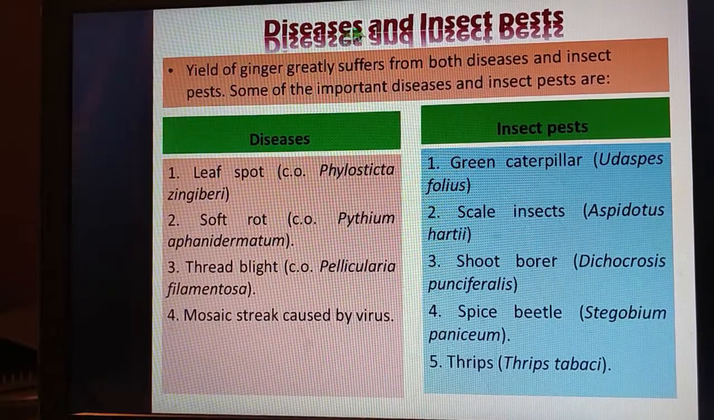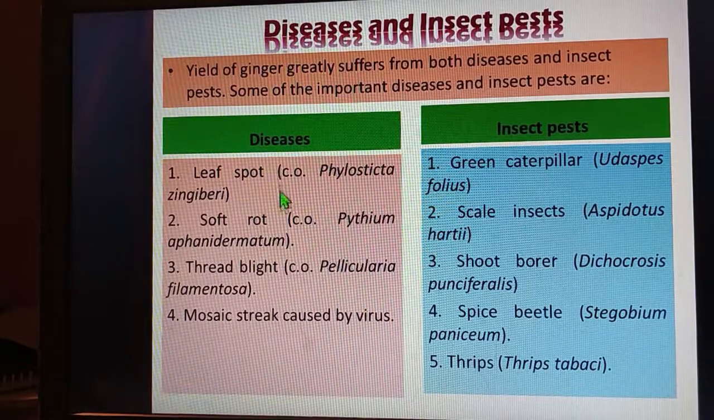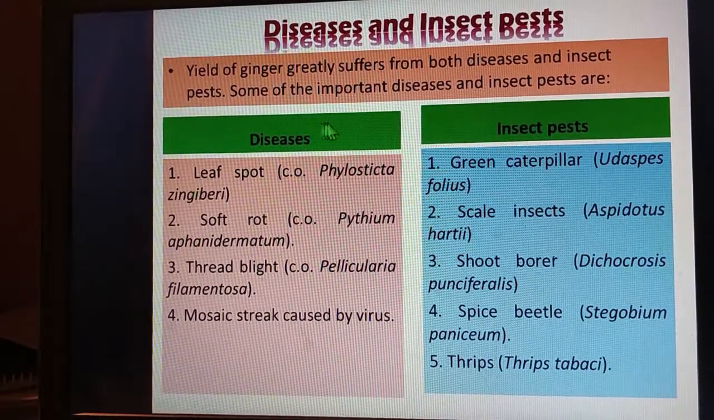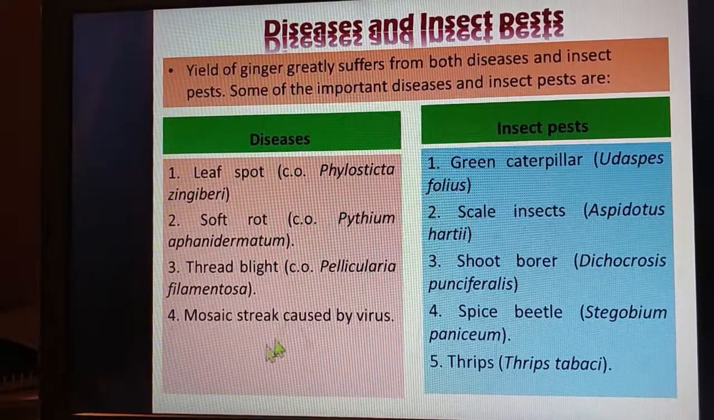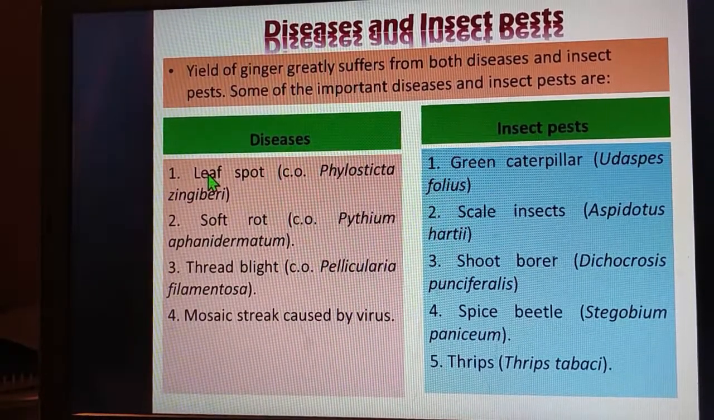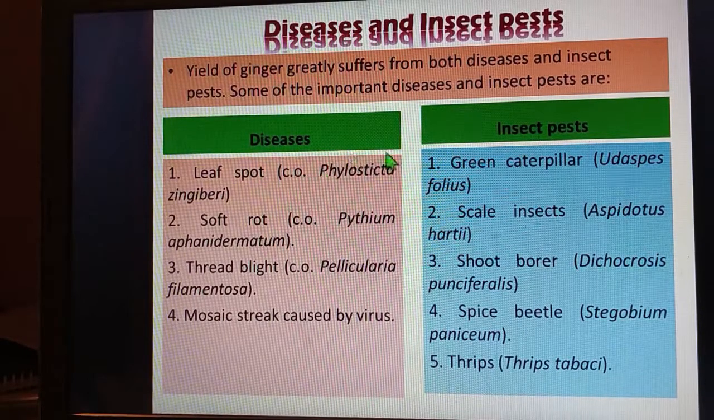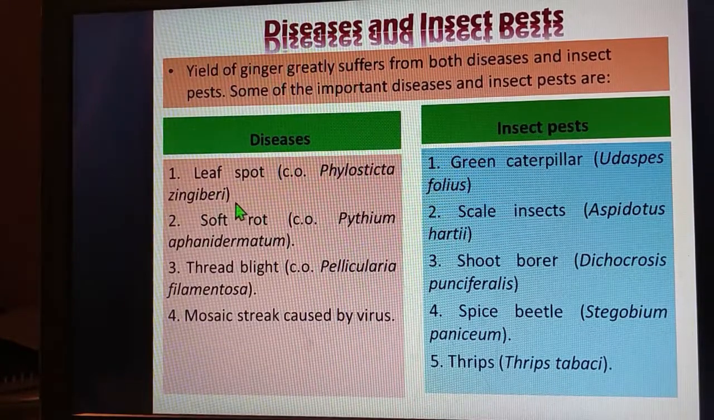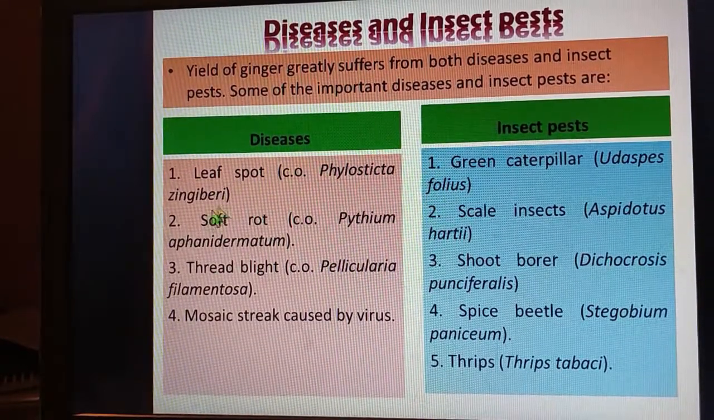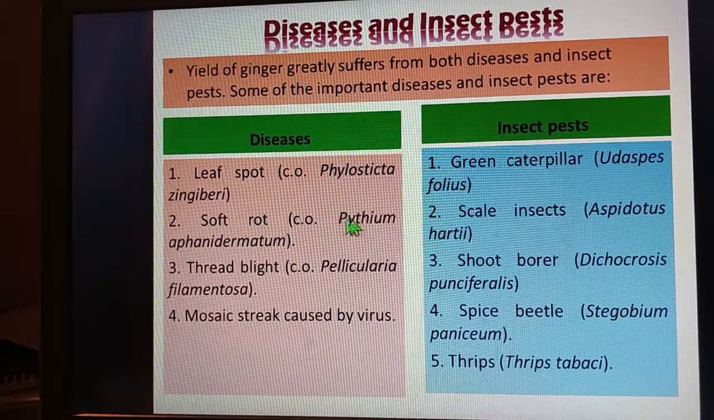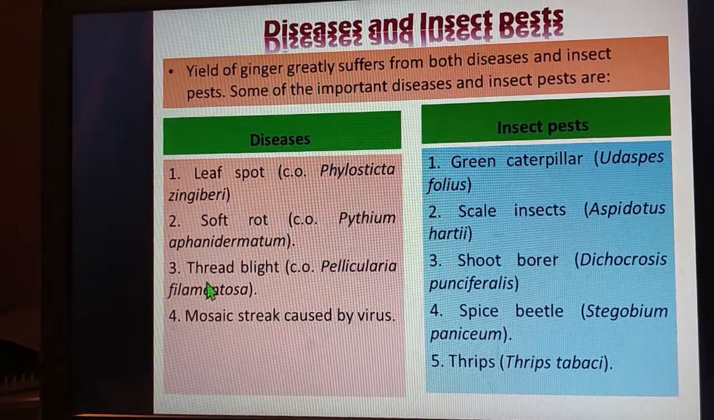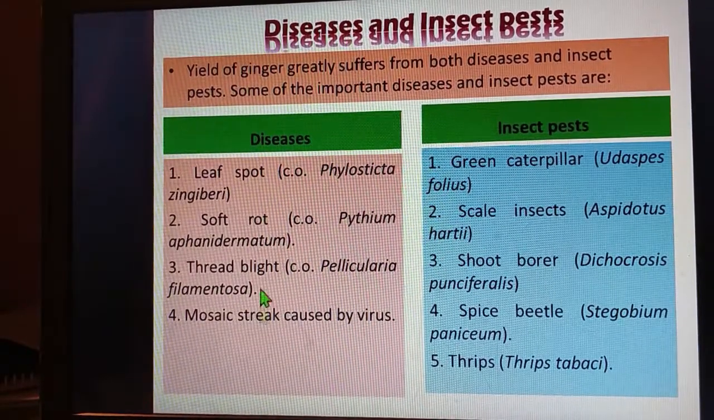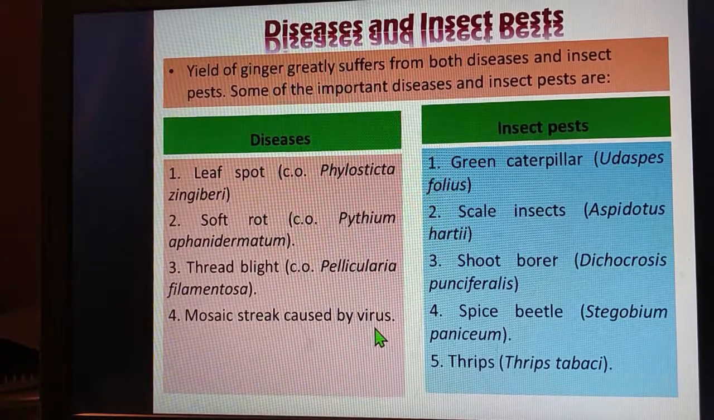Now coming to the diseases and insects, the yield of ginger suffers from both diseases as well as insect pests. Now these are the common diseases of ginger: the leaf spot disease caused by fungi, okay, the causal organism is Phyllosticta zingiberi, and also a soft rot disease caused by another fungus, that is Pythium aphanidermatum, thread blight caused by Pellicularia filamentosa, and also a mosaic streak disease caused by a virus.